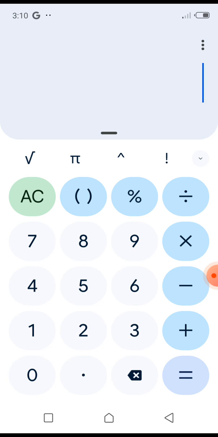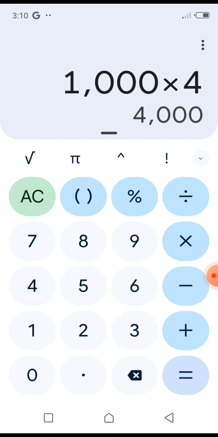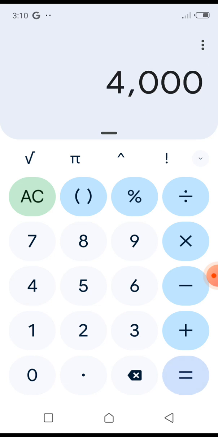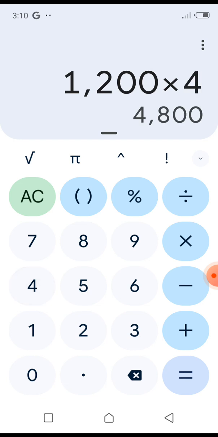I will assume that the amount of the envelope is 1000 times 4. That means you are going to collect 4000 naira for the envelope. For the printing, let's assume it is 1200. You are going to times it by 4 again. The price for that is 4800. That is for the printing.